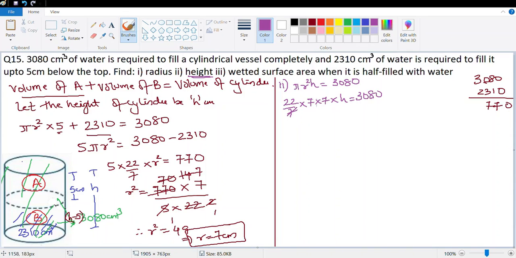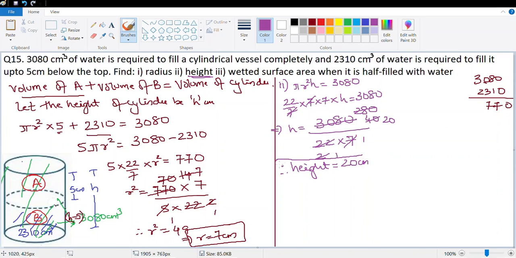7 and 7 get cancelled, which means h is equal to 3080 divided by 22 into 7. Let's check if this is divisible by 11. This is 8 plus 3, 11. Yes, this is divisible by 11. 11 into 2, 22. 11 2s are 22. That's 8. So that's 88, 280. That's 71, 74, 21, 220. Therefore, height is equal to 20 centimeter.